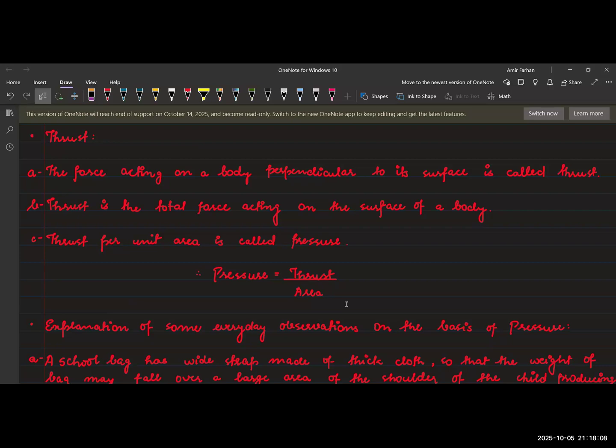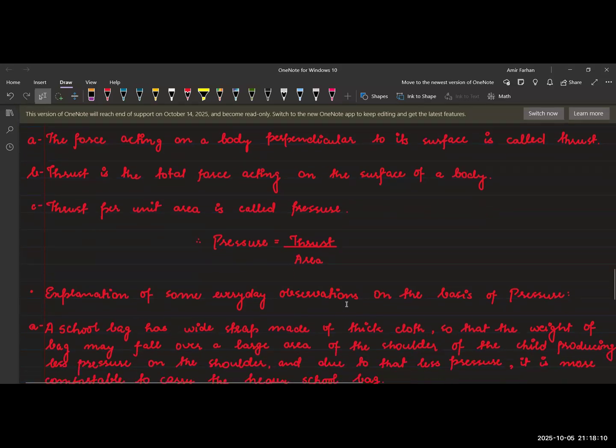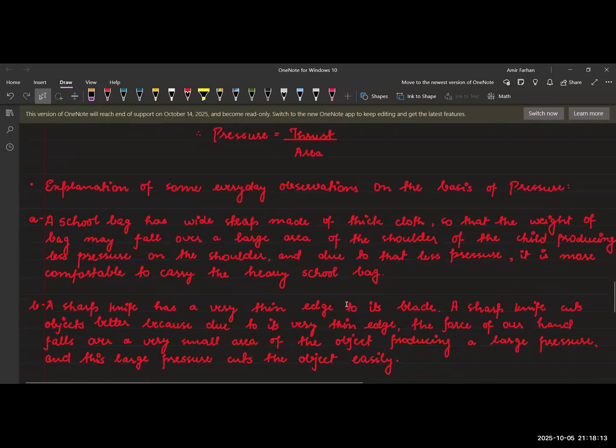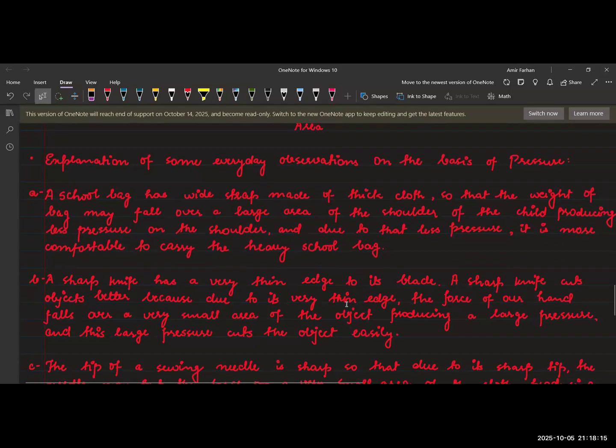So thrust per unit area is called pressure. And if you talk about the explanation that we see in our day-to-day life, nobody will write until I say. Don't become over smart right now. Just listen and understand. Once I say to write, you can write it.